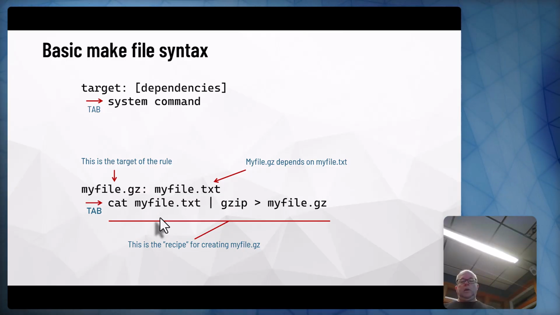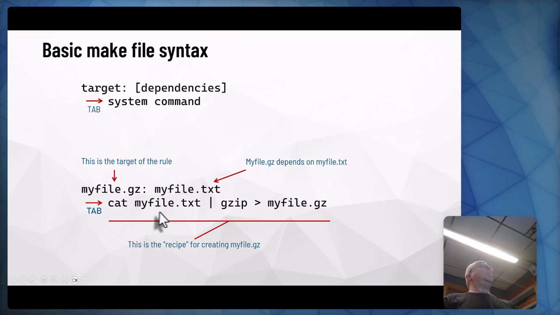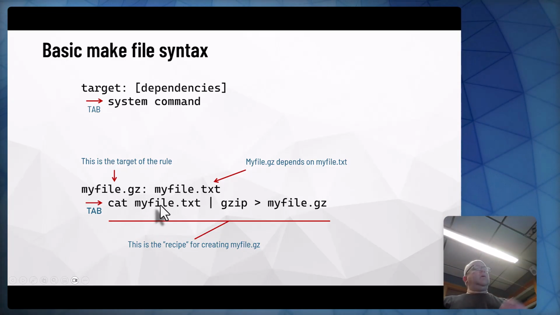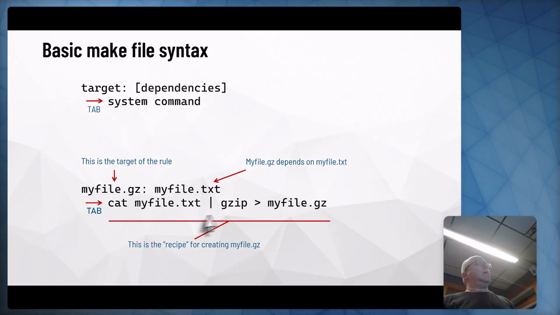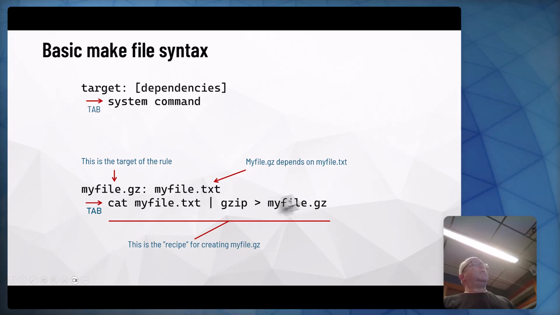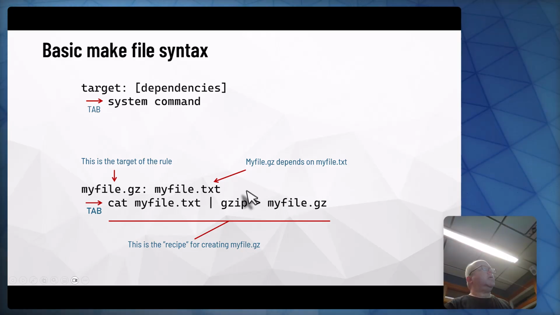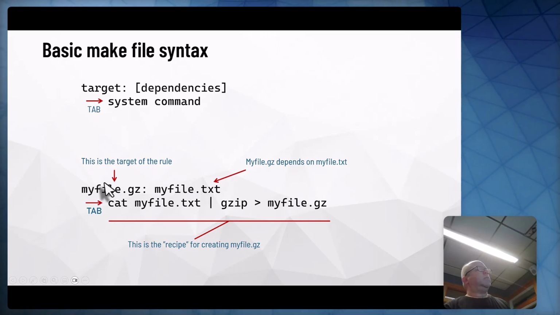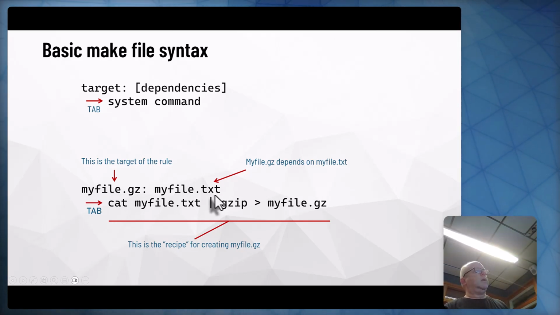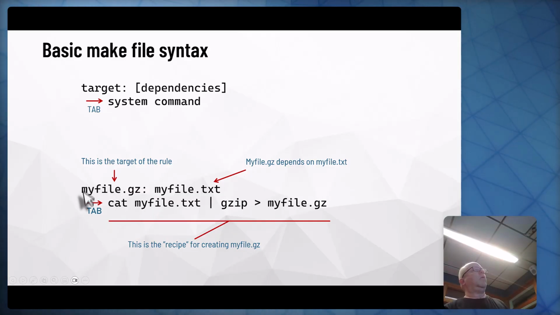There are other ways to do it as well, but I cat my file. Basically, I just show the contents of the file, and I pass it with a pipe to gzip that outputs myfile.gz. So that is the recipe for how to achieve this one here. I need to have a text file on my hard drive. This is a recipe to achieve my goal, or the target here.